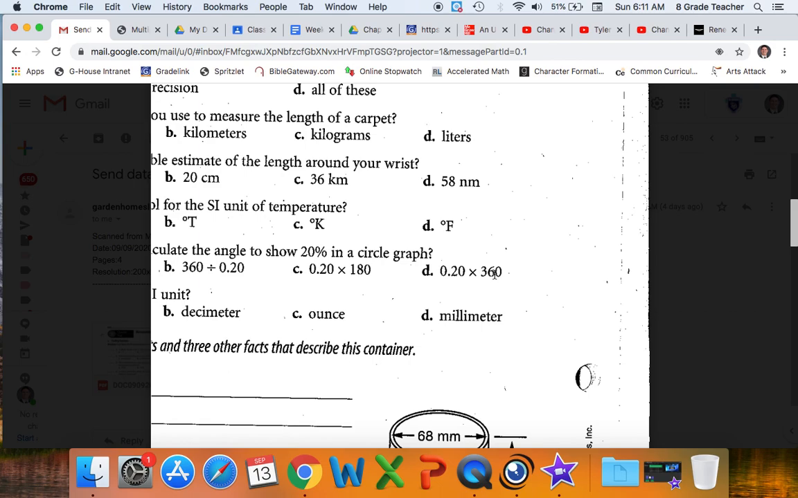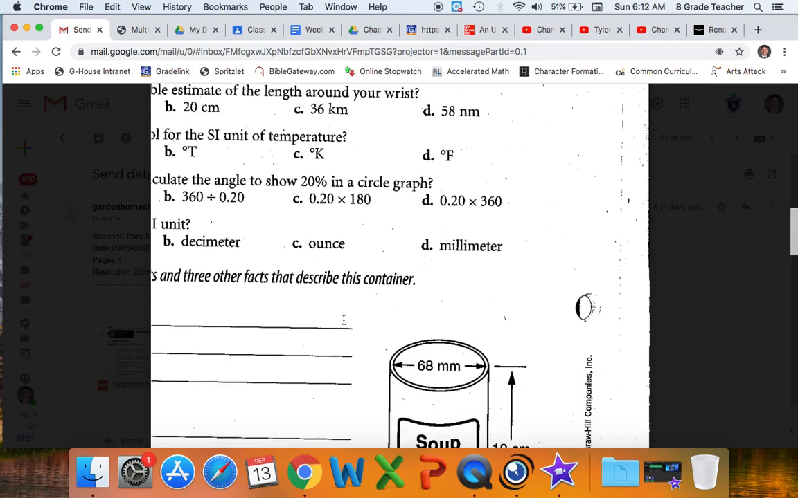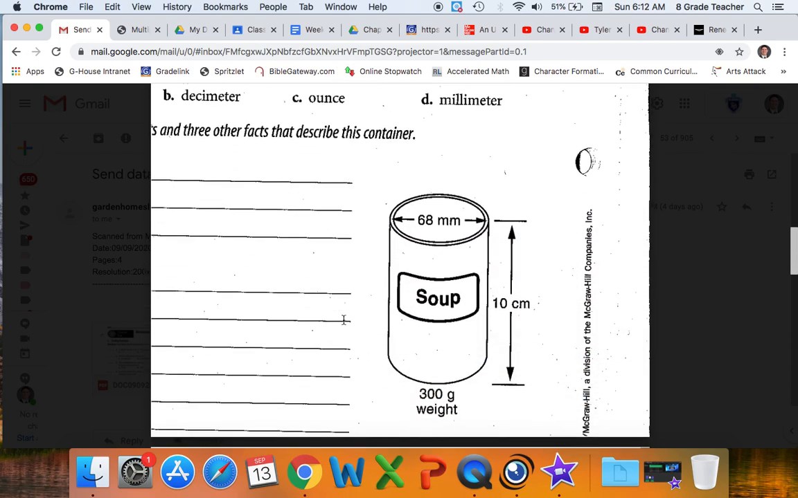Number 20. Which is not an SI unit? Kilograms, decimeters, ounces, and millimeters. Meters, liters, and grams are our base units. Ounce is a measure of volume, but that is not a base unit for what we would calculate in the SI system. Alright, bear with me for 21, 22, 23, 24, 25, and 26.